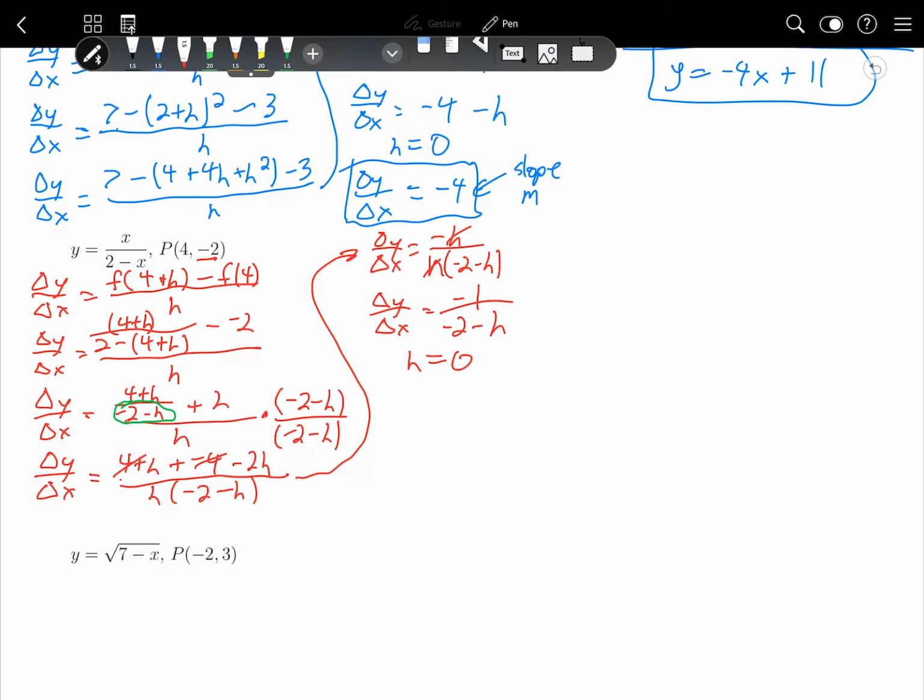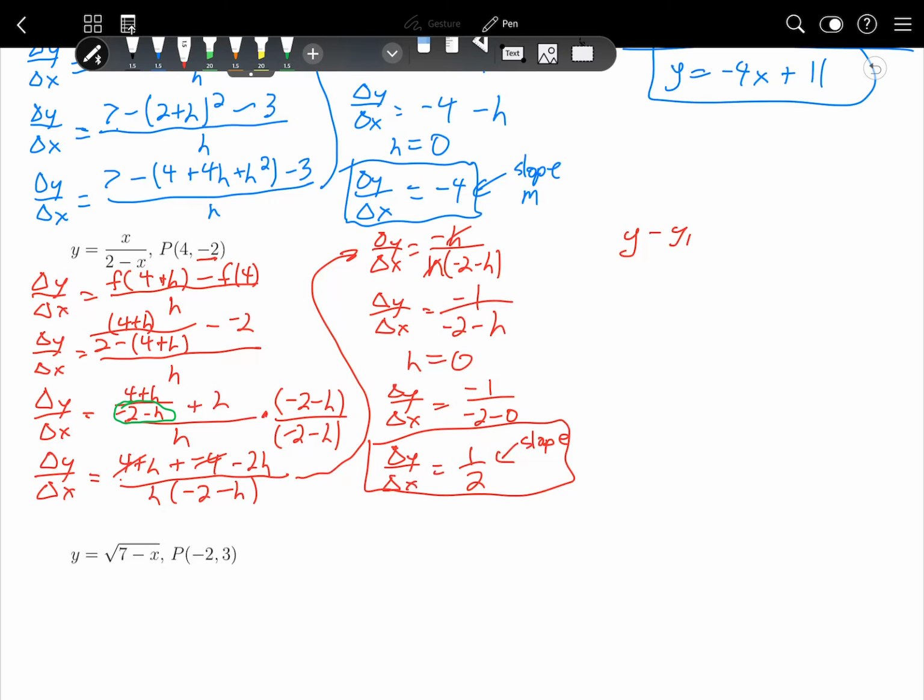We now want to make the distance between P and Q be 0, and h is that distance. So I can substitute that in. So delta y over delta x equals negative 1 over negative 2 minus 0. So delta y over delta x is positive 1/2. Okay, and so that, once again, is our slope. So now, just like in the previous problem, I can take my slope and my point, plug it into point-slope form, and get the tangent line.